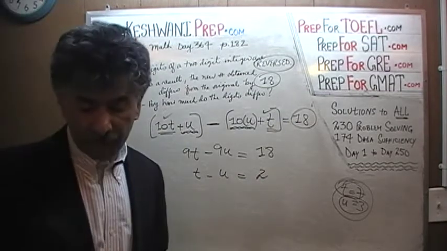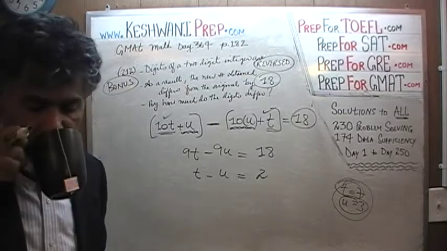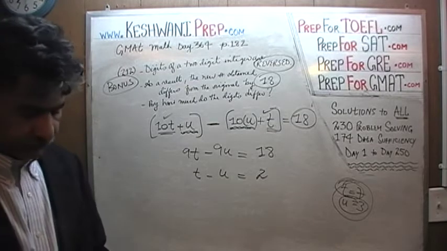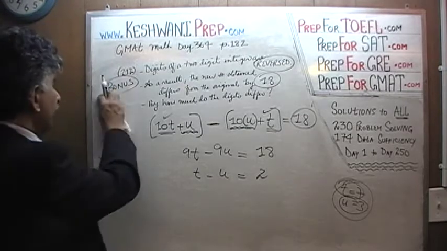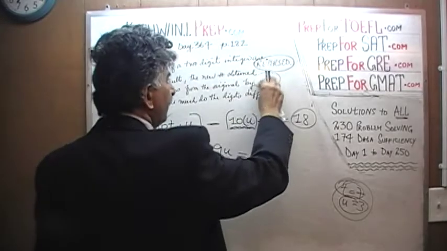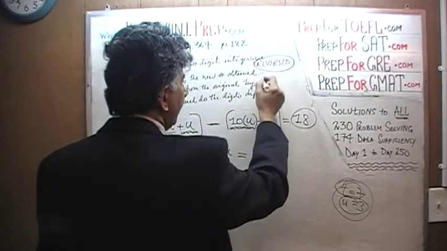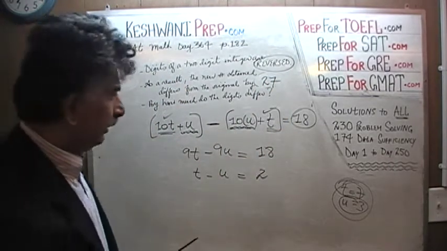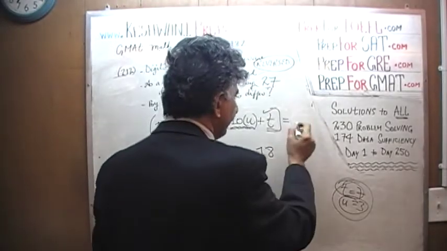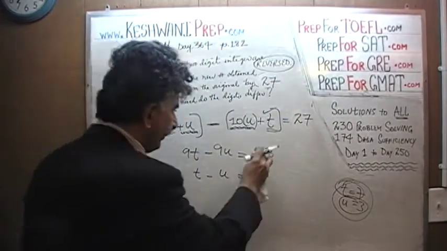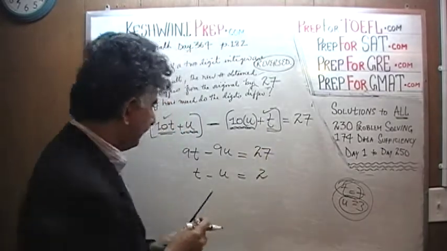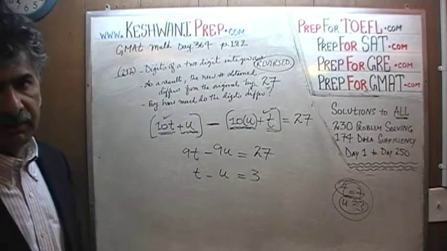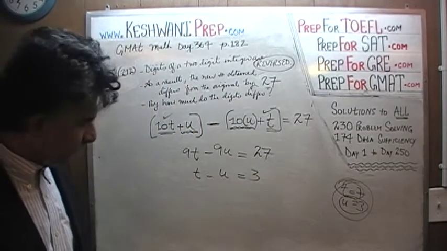Now let's do the problem in the book, shall we? Now we're going to do the problem in the book. The only thing that changes is that in the book we are told that the original number differs from the new number not by 18 but by 27. So what do you suppose changes? Nothing changes here. Instead of 18, they differ by 27. So here we have 27. Divide the entire equation by 9, and now they differ by 3. That's it. They differ by 3. The scenario that we're talking about.